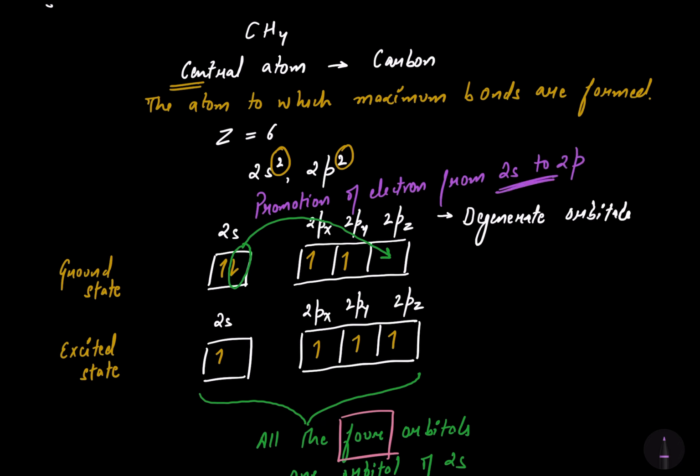Now here the energy is required, and that energy is called promotional energy. So here the energy required is called promotional energy, which is required for the process of jumping the electrons from 2s to the 2p to make the 4 unpaired electrons. I am repeating it again. The electrons are promoted from 2s orbital to the 2p z orbital, and for this process the energy is required, and it is called promotional energy.